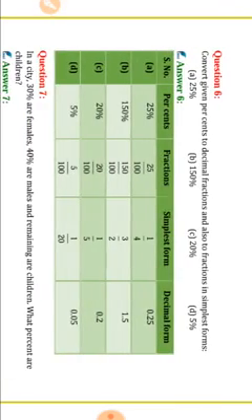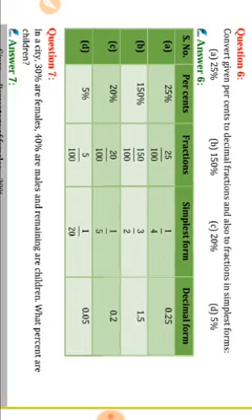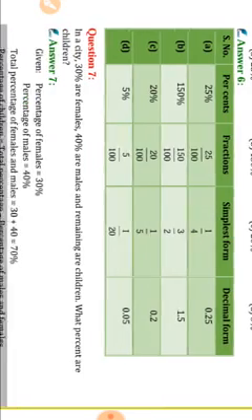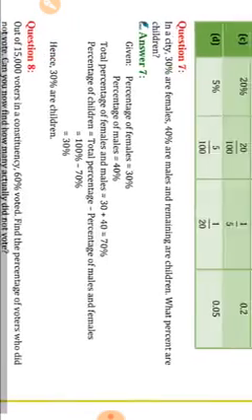Then convert given percents to decimal fractions and also to fractions in simplest form. So percentage to decimals, this also I have shown. You can come to know that.